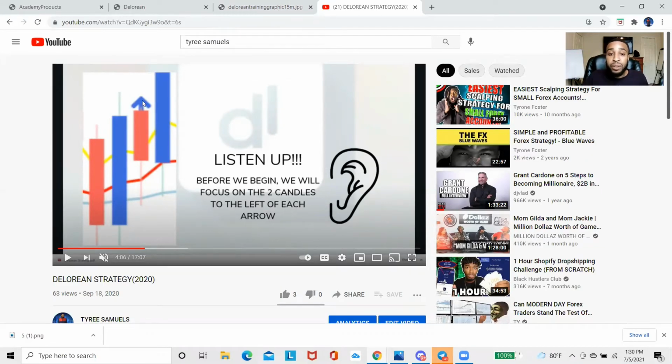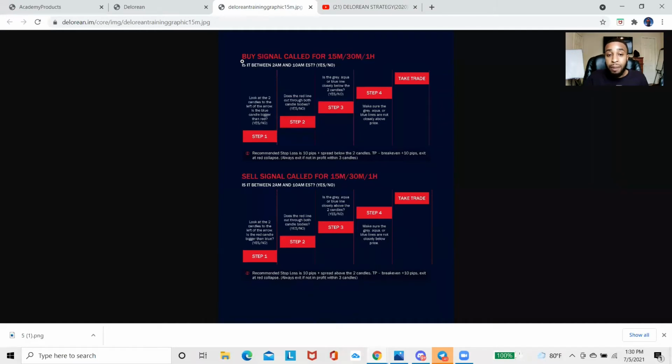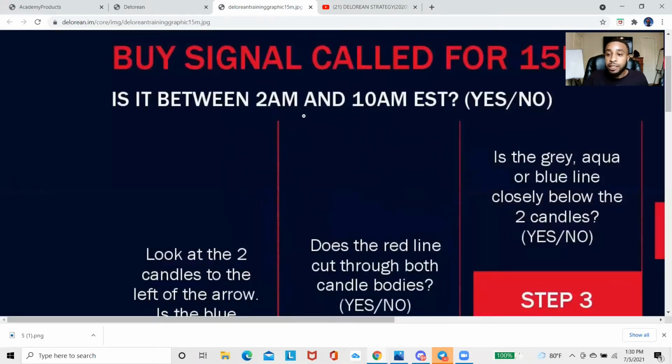So since there's an up blue arrow, that means I want to take a buy signal, because up means I want to buy it. So all I would do is click on this area, zoom in, and now I'm going to start getting down to the nitty gritty. Now, the first thing you guys want to pay attention to is the time of day. The time of day is actually going to matter for you guys to be able to take advantage of this.